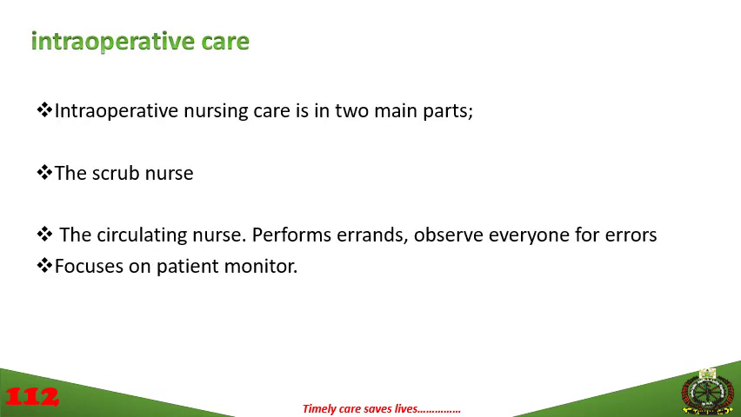Let's look at intra, during surgery. Intraoperative nursing care is in two parts. The scrub nurse is the sterile nurse. This nurse scrubs or cleans himself or herself thoroughly, gets gowned, and assists the surgeon to perform the surgery. So if you are in theater, those who gown and help the surgeon are called the scrub nurse.